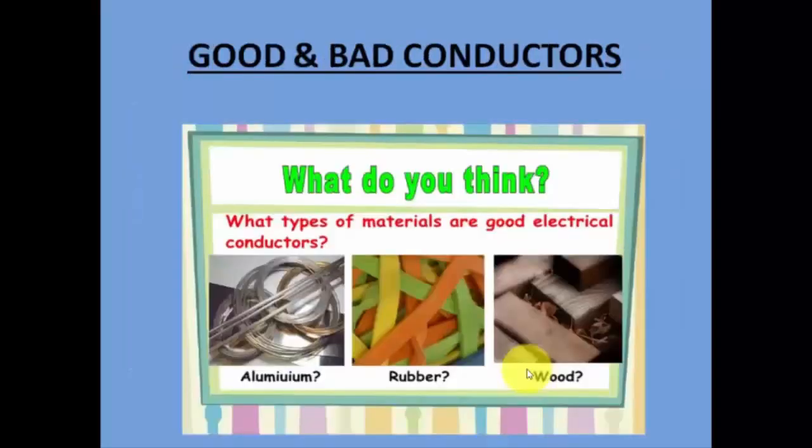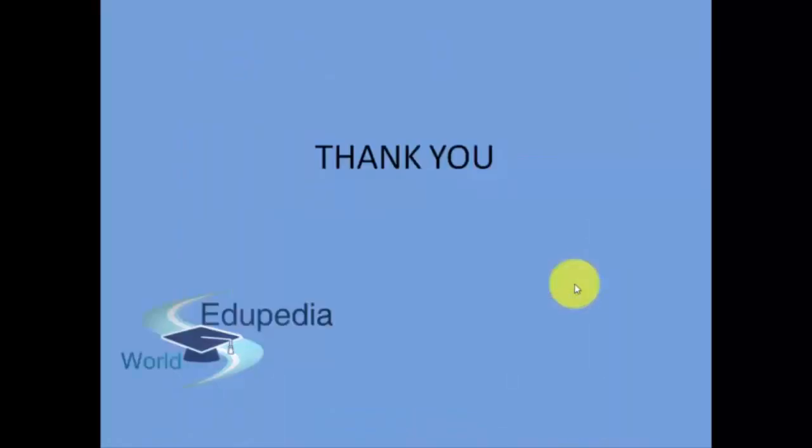So now it is a small exercise for you. What type of materials are good electrical conductors? Is aluminium a good conductor? Yes, aluminium is also a good conductor of electricity. How about rubber? Rubber, we have learnt earlier, is a poor conductor of electricity. How about wood? Again, wood is also a poor conductor. It is an insulator. So we have learnt about what are conductors, what are good conductors, what are insulators.